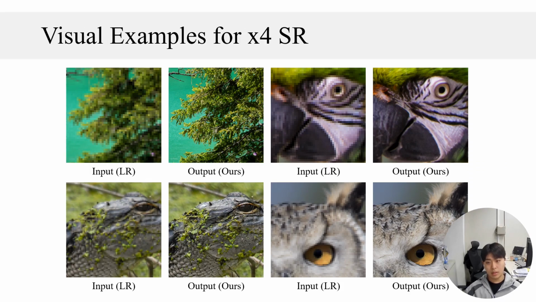Now that we understand the concept of super resolution, let's take a look at some visual examples of our method applied to times 4 upscaling. On this slide, you see several side-by-side comparisons of low resolution input images and their corresponding high resolution outputs generated using our proposed super resolution model. Each example demonstrates how our model effectively restores fine details, enhances textures, and improves overall sharpness compared to the blurry lower resolution input.